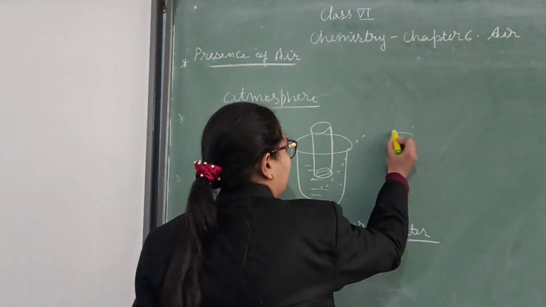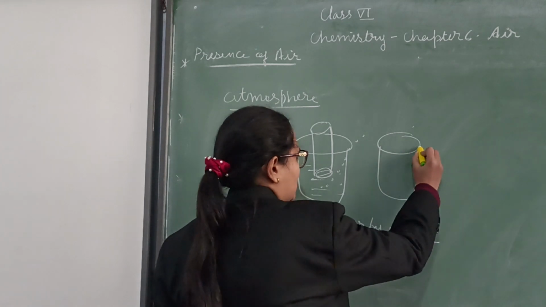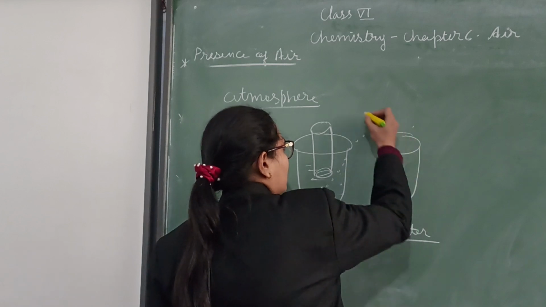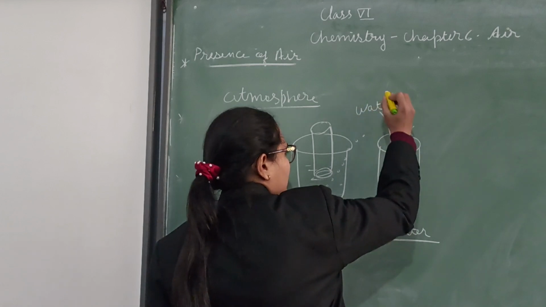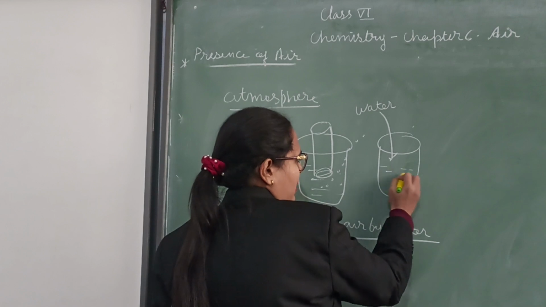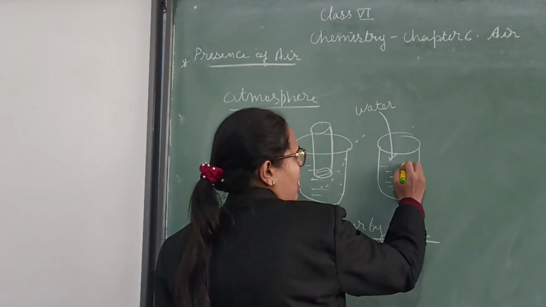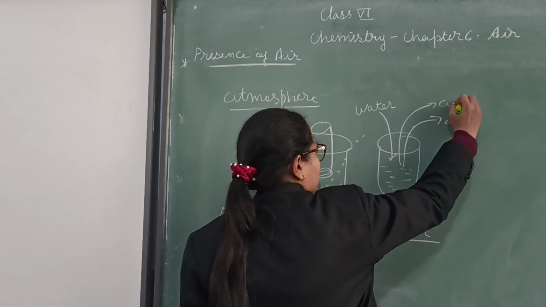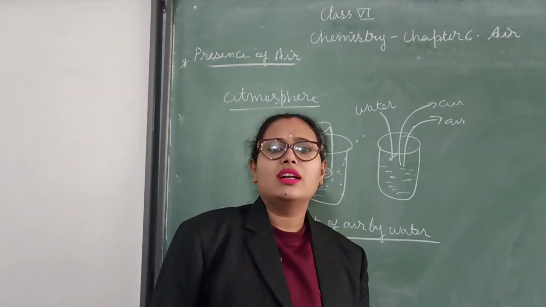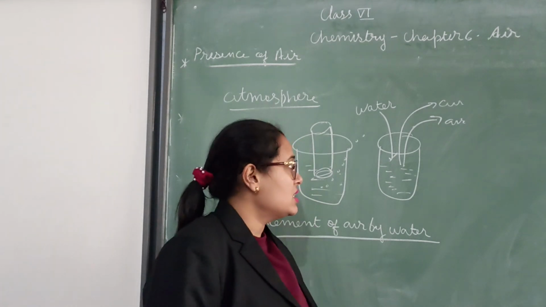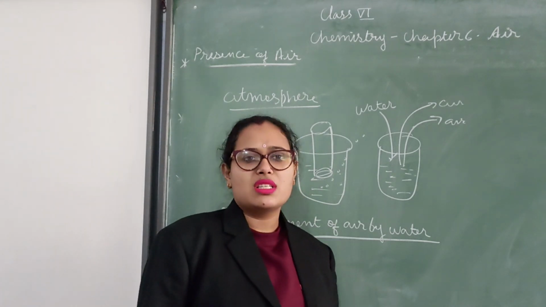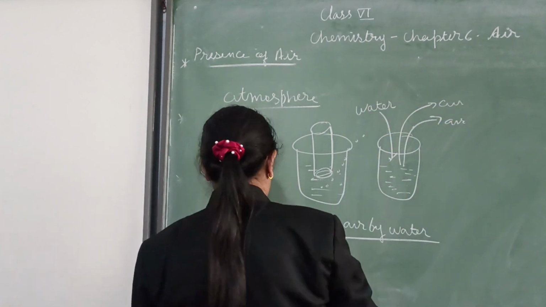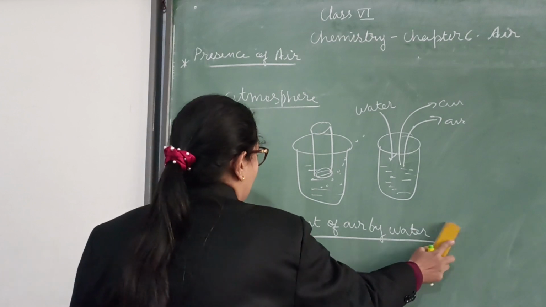For example, we have taken a tumbler which is empty, it does not have anything. When we pour water into this tumbler, we will see that water will occupy the space inside the empty tumbler, but the air will be displaced outside. So we can say that air is displaced from the tumbler, or water has displaced air, and this displacement is known as upward displacement of air.